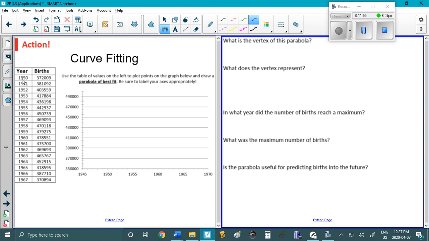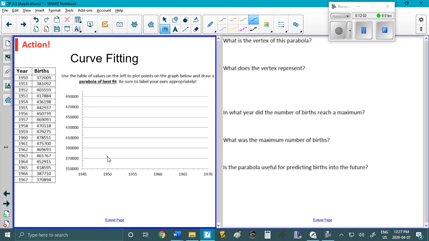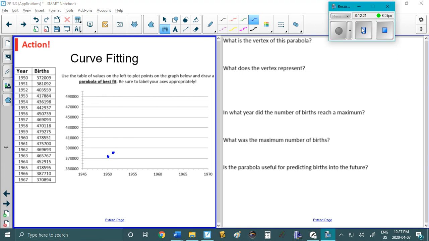So the first one is 1950, 372, so there's 370, there's 390, so I don't know, about there. Again, it's not important that they're crazy accurate. 1951, 300, and let's say about there. Okay, so I encourage you to pause, do all the rest of the points, and then unpause and see how you did. If you're going to pause, please pause now.